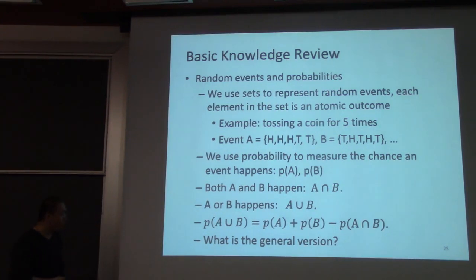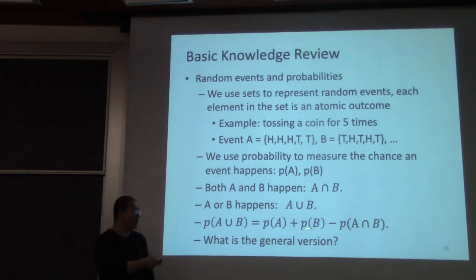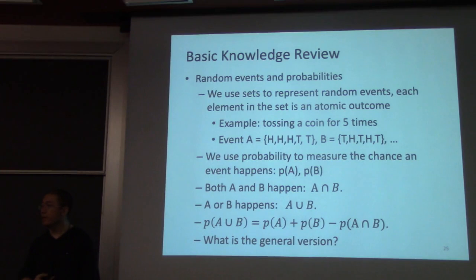And then, what's the relationship between these new events and the previous events in terms of their probabilities? So here is the formula. The probability of A or B happening equals the probability of A happening plus the probability of B happening minus the probability that both A and B happen. I guess that's the first equation you encounter when you take the probability class, right?